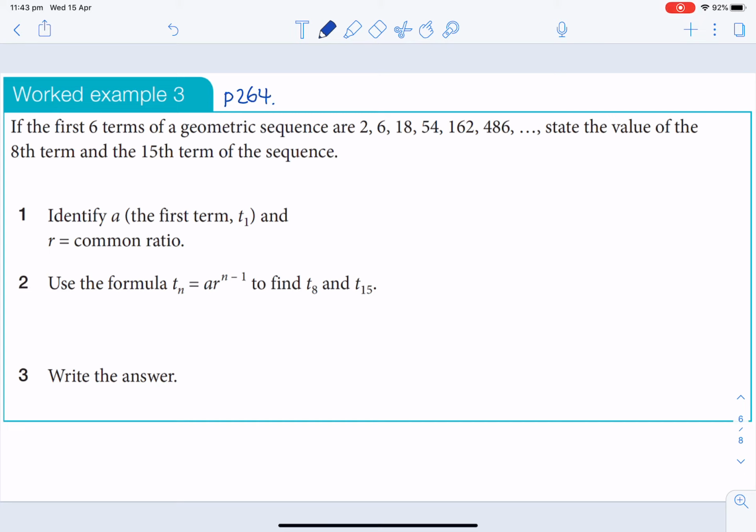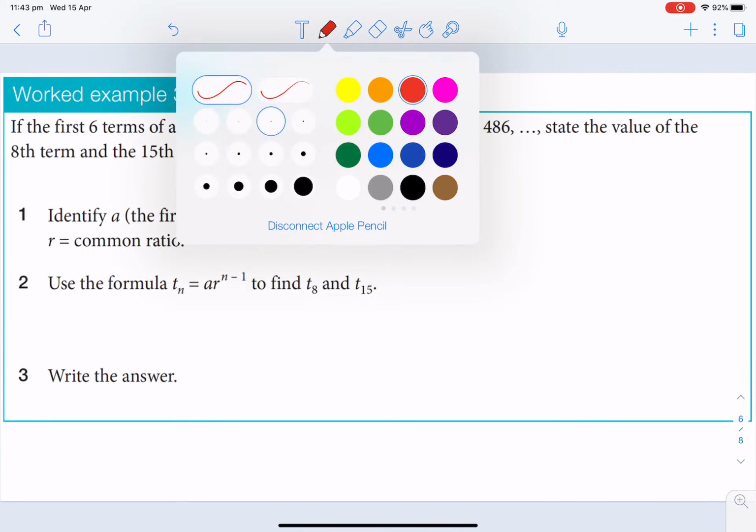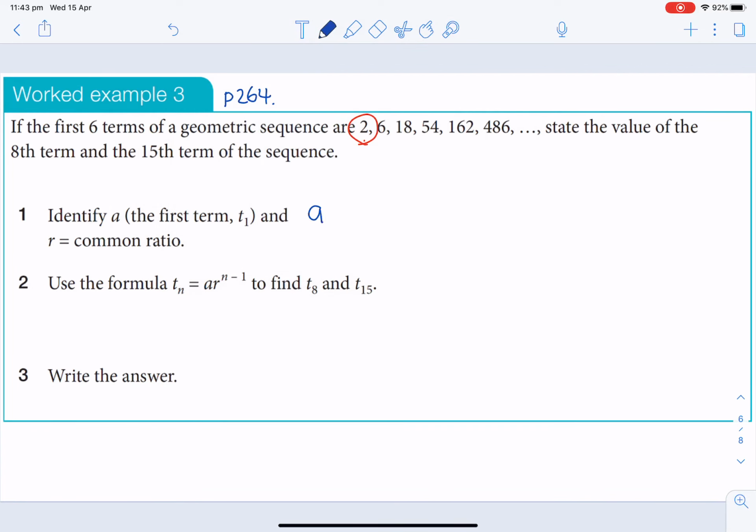Let's start with this. My A value is my initial term, which is this guy here. So my A is equal to 2. And my R, using the formula, T2 over T1 gives me 6 on 2. That's equal to 3. That was the easy bit. I've identified my A, or my first term, and I've identified my common ratio.